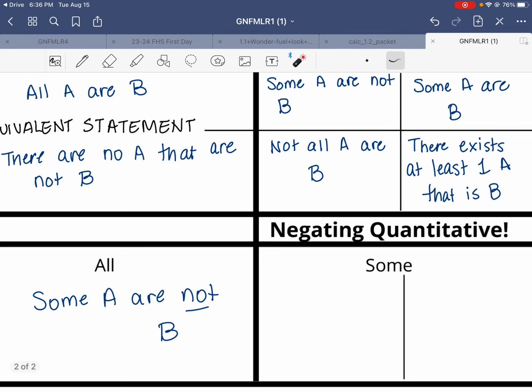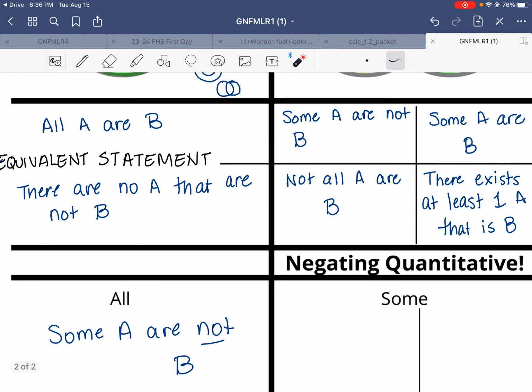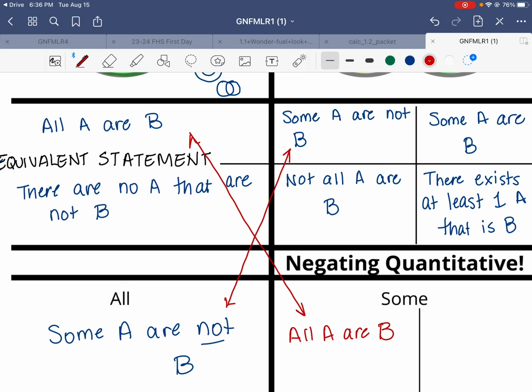All right, let's look at negating some. Do you see here that we have a connection between, let me change this color here real quick. Some A are not B. Do you see the connection between these two? Okay, so some A are not B. You see that direct connection. So what do you think the negation of some might be? Right here. So all A are B. That would be your negation for that type of some.